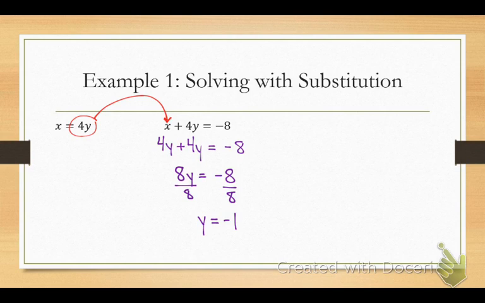So now that I know what y equals, how can I find x? Plug it back into the simpler equation. Does everybody agree this one looks a little more simple, right? Okay? So plug in negative 1, 4 times negative 1. x equals negative 4. Negative 4, negative 1.